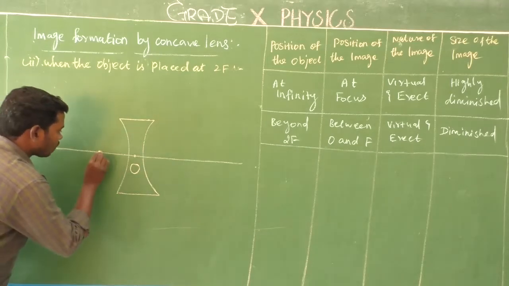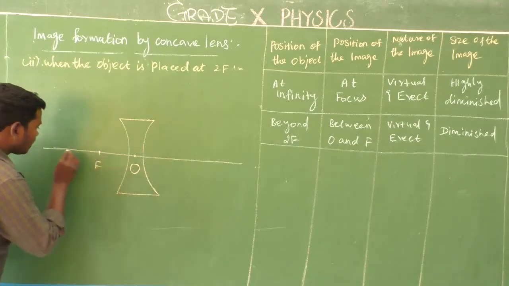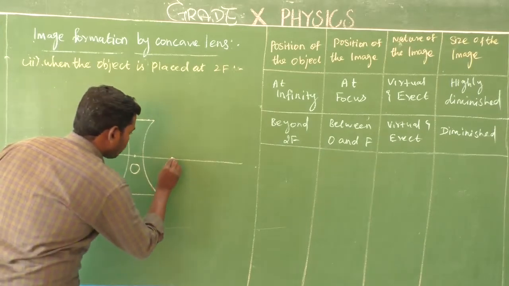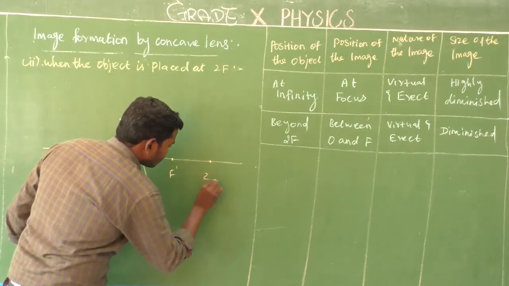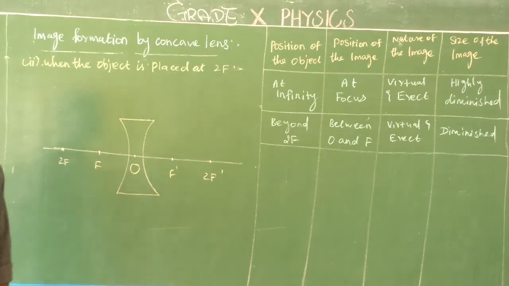Next one, this is first focus. Then this is twice of its focal length, which means 2f. Then this is second focus, f dash, and this is twice of its second focus, 2f dash. Is it clear?